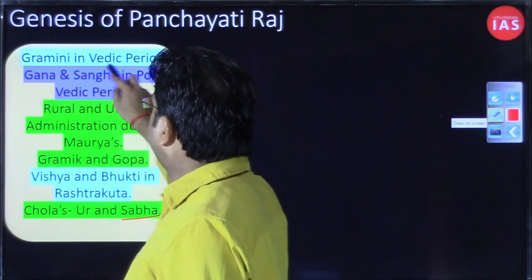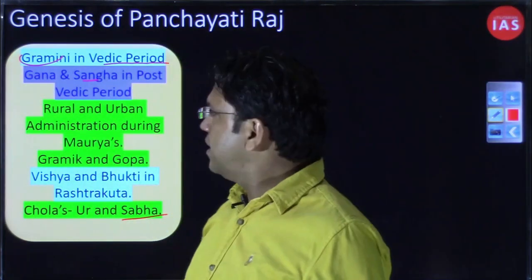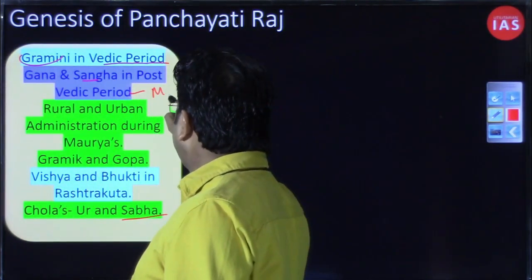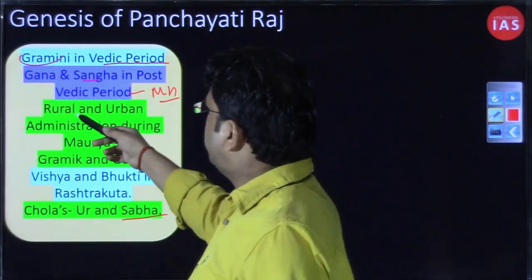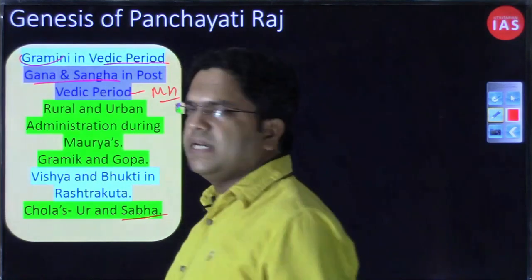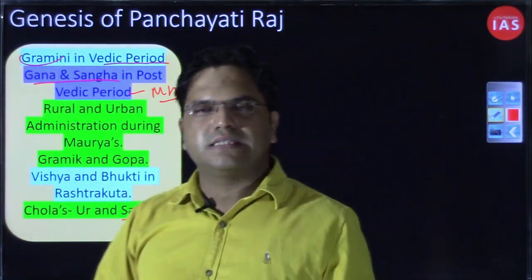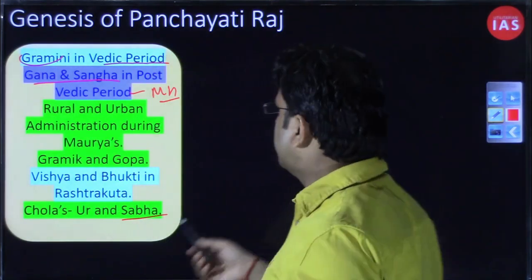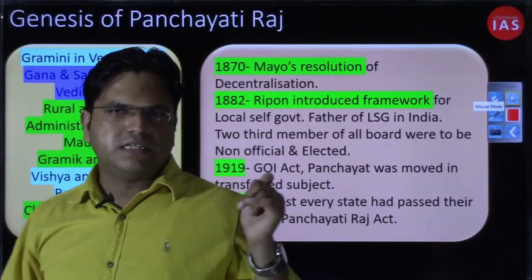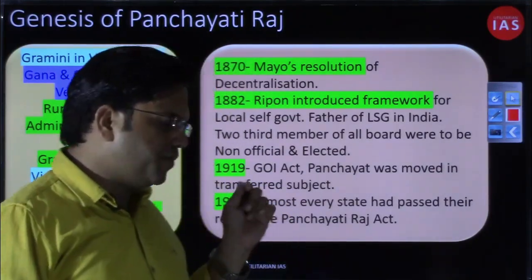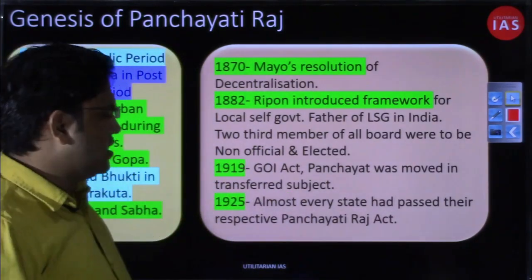In the Vedic period, you have the village headman, Gramini, then Gana and Sangha. You have the Mahabharata, and in the Mahabharata there is a book called Shanti Parva, in which words like Gana and Sangha are mentioned. So from this vocabulary, you can deduce that during ancient times as well, there was an existence of these kinds of institutions. Let us move on to discuss the situation of Panchayati Raj institutions during the British time, right?